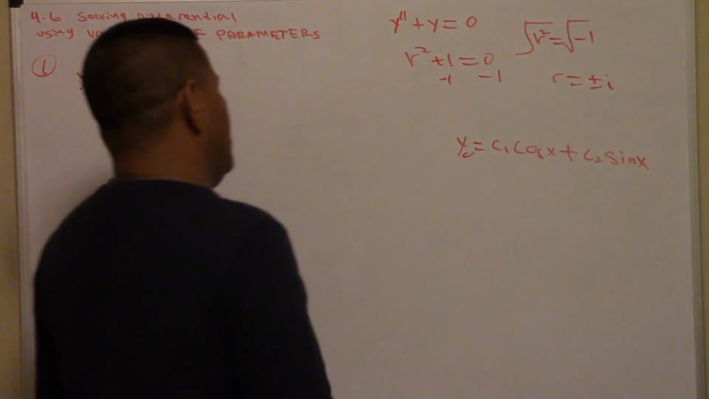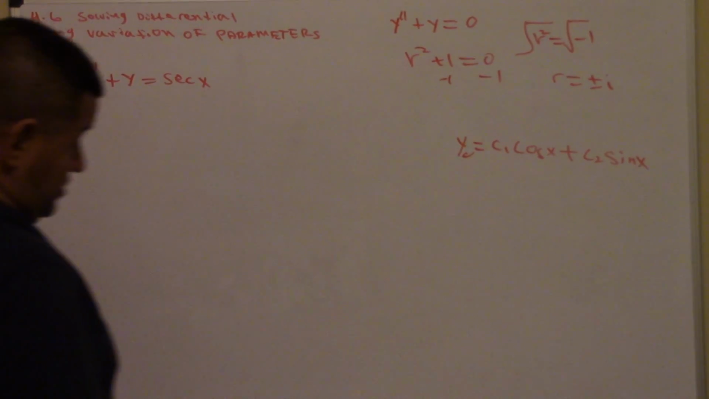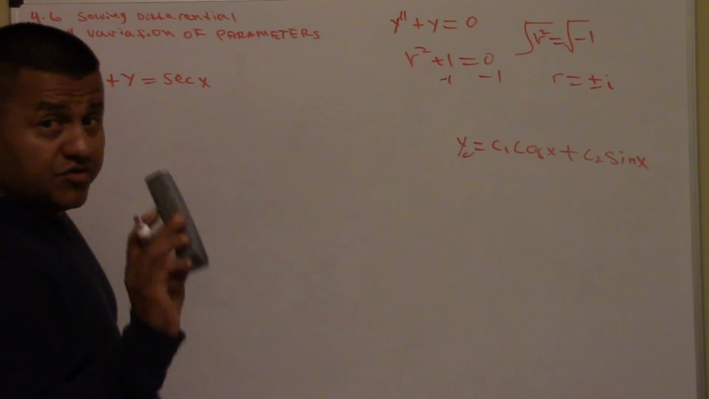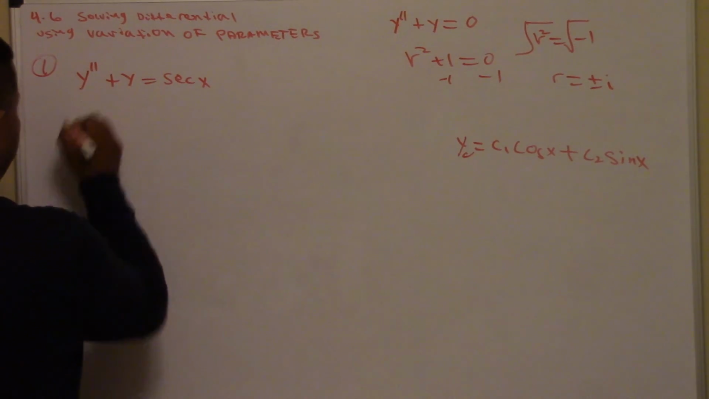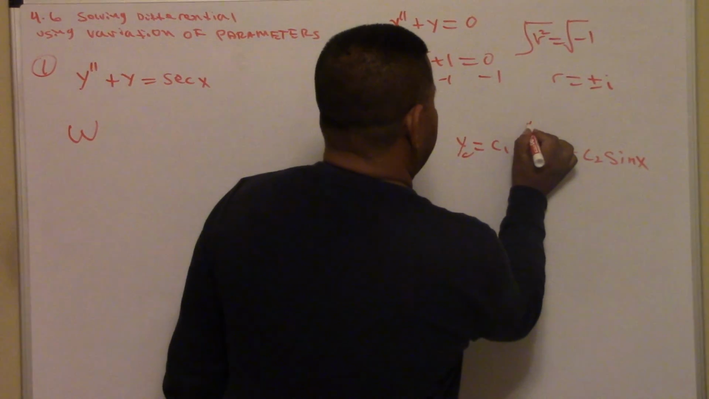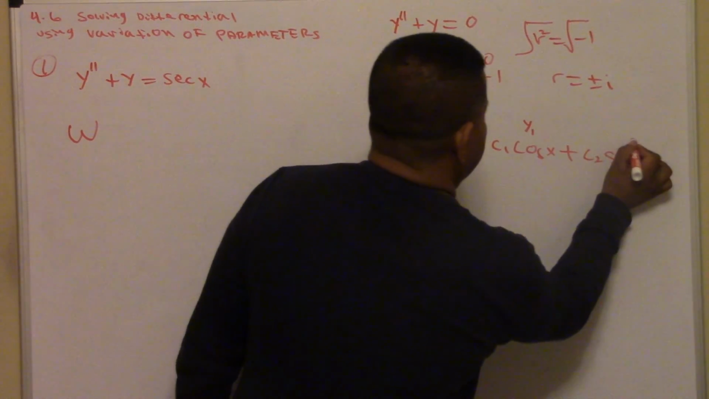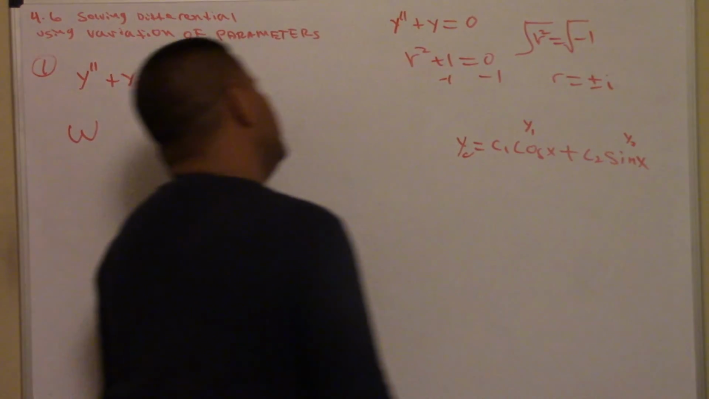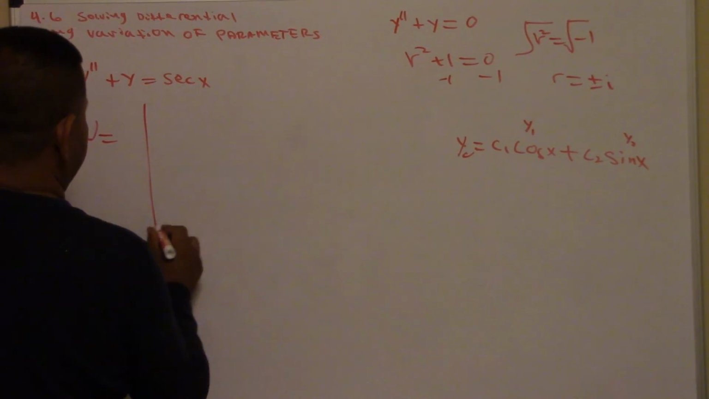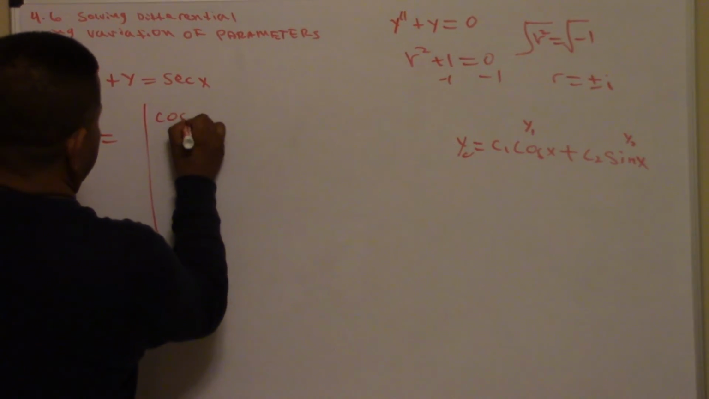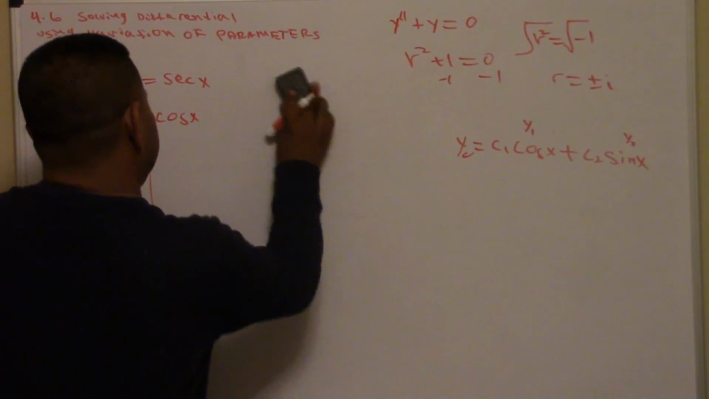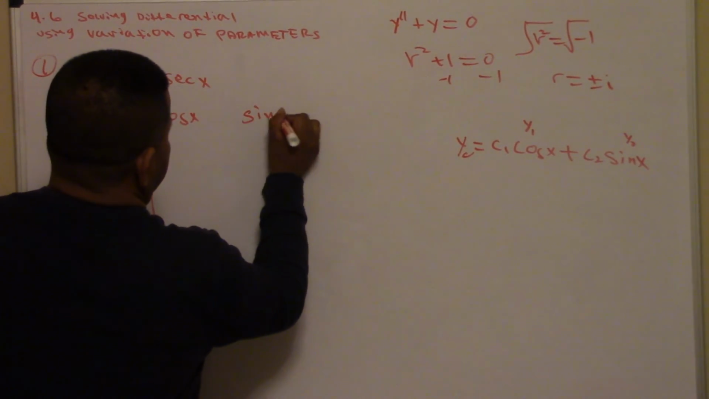Okay. Now I am going to use y sub c to find the Wronskian, right? Very, very important that I label this y1 and this y2. So now I'm going to set it up. y1 is cosine x and y2 is sine x, right?